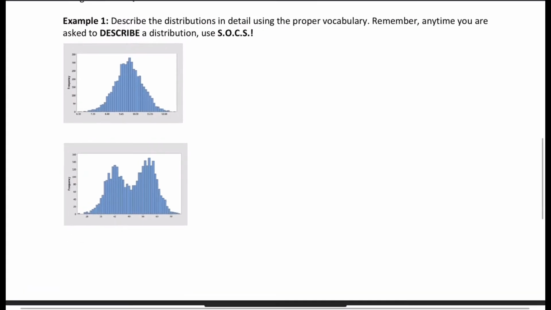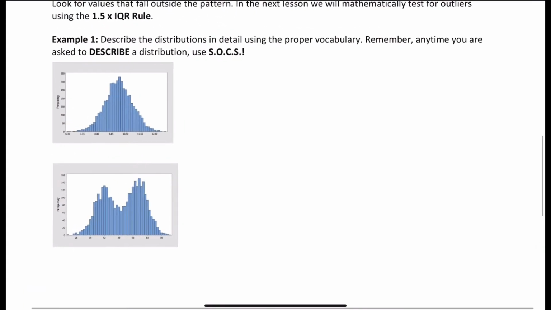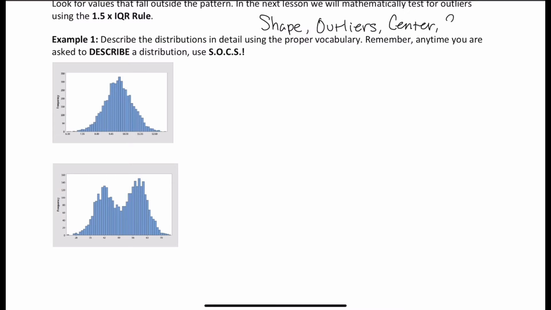And that'll take us to our examples. So we are going to describe the distribution in complete sentences using SOX. Remember, SOX is looking at the shape, seeing if there are any outliers, looking for the center, whether that is the mean or the median, and spread. So for us, that is going to be the range.